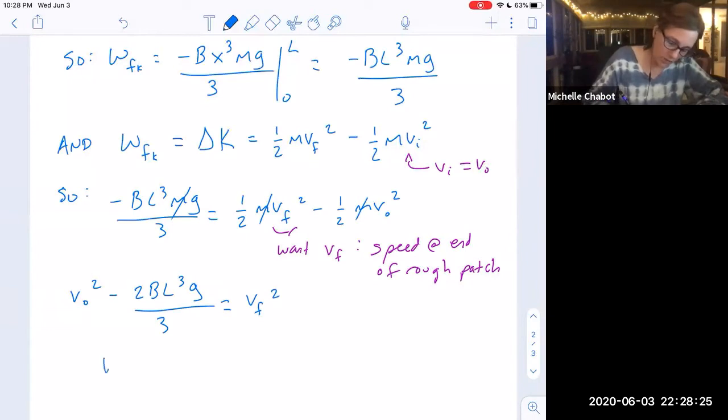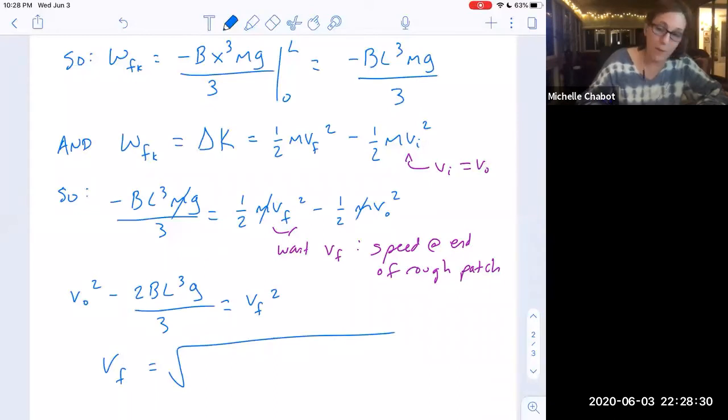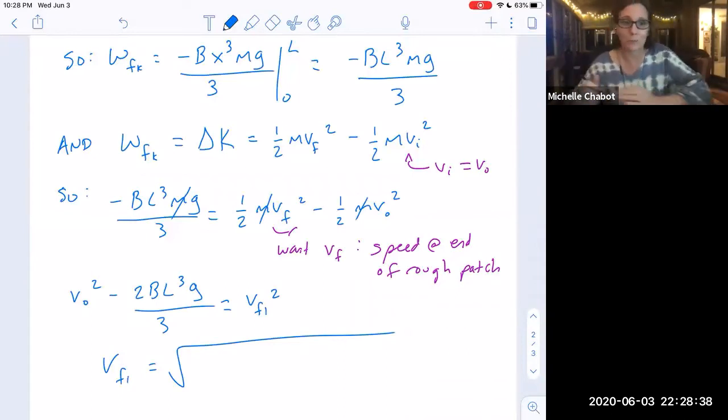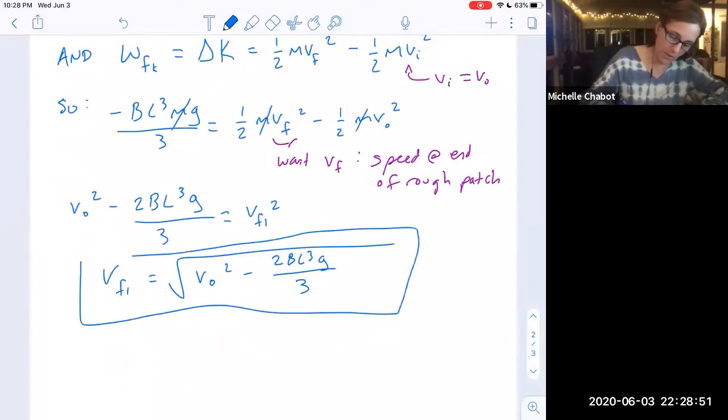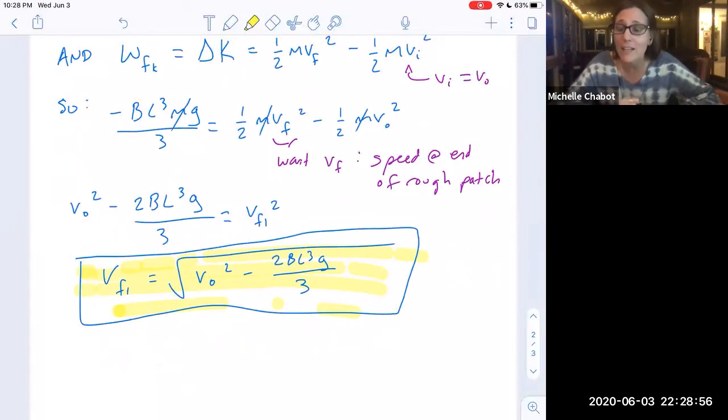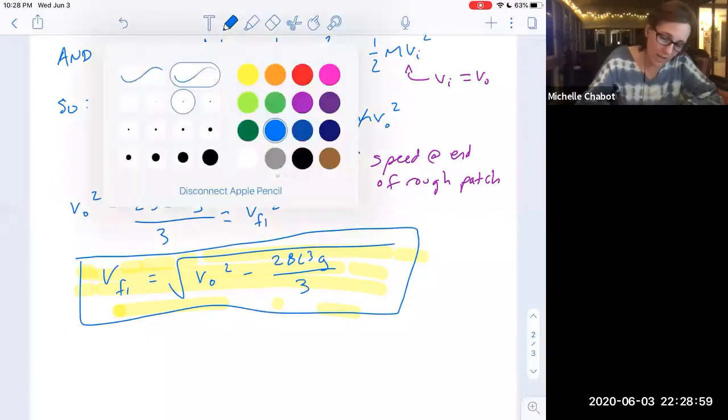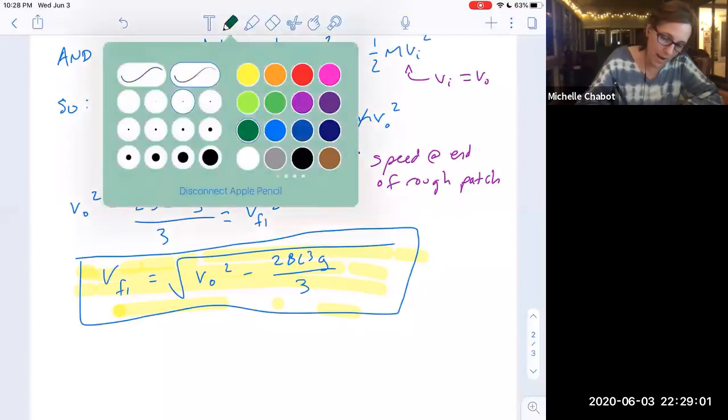So I can then just rewrite this v final, and this will be at the end of the rough patch. Sometimes I might add in a v final 1, because this would be like our first v final if there were multiple steps after. It is just going to be equal to the square root of v naught squared minus 2b L cubed times g over 3. Does not have to look pretty to be right. So this is our result. That is step 1.